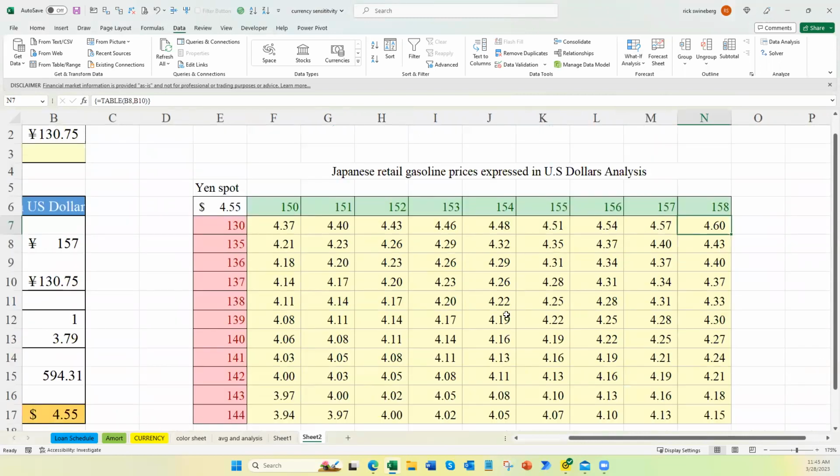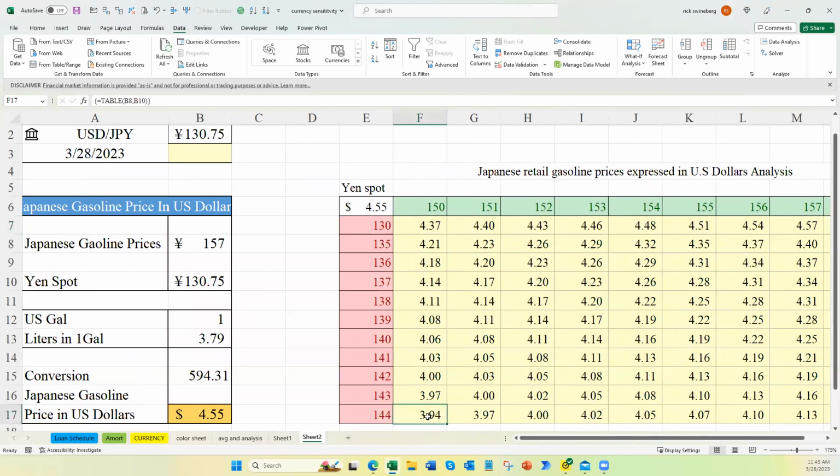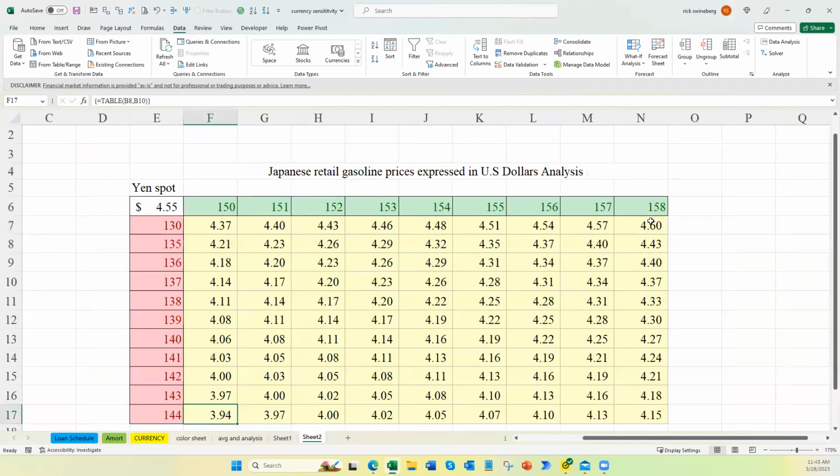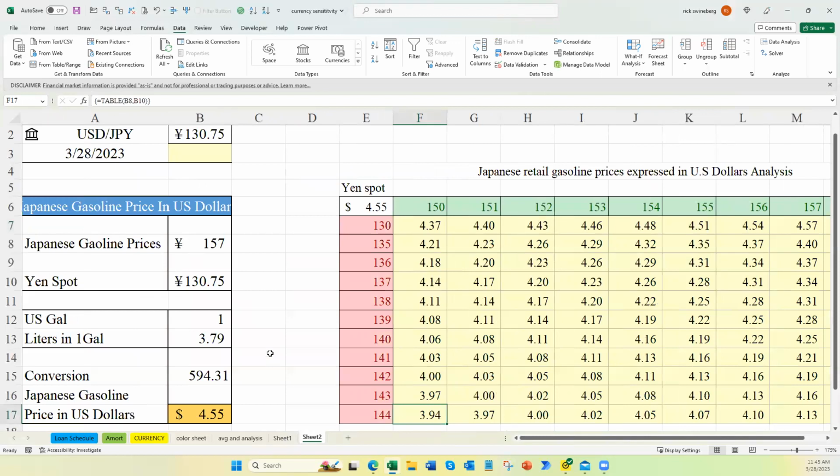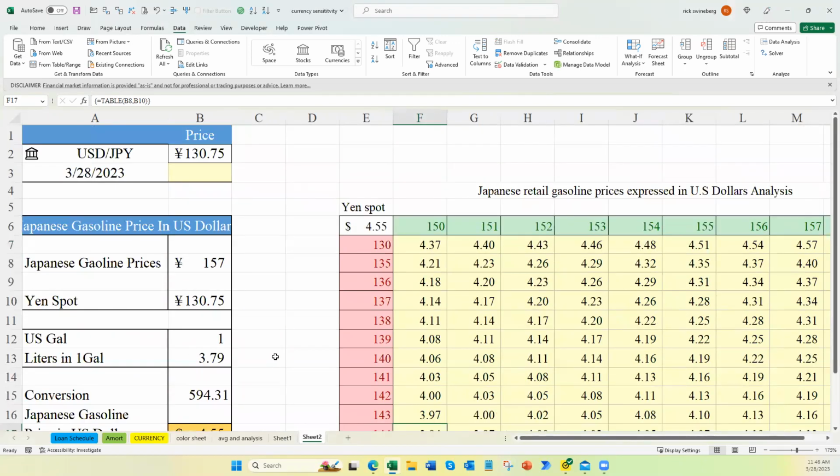Like I said before, you can do these analyses with data tables because it gives you a bird's eye view, and you can look at different scenarios at one time. If the retail prices go up, if the retail prices go down, if the yen spot goes up or goes down, what's the equivalent price for you? And this is a sensitivity analysis here. So you got a scale from $3.94 all the way up to about $4.60. And that's a calculation that can be done on anything. In this case, it's done on this.